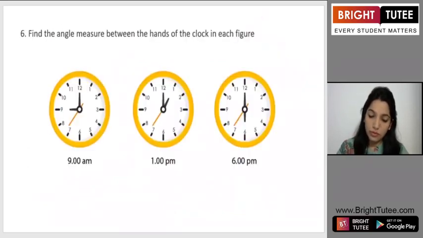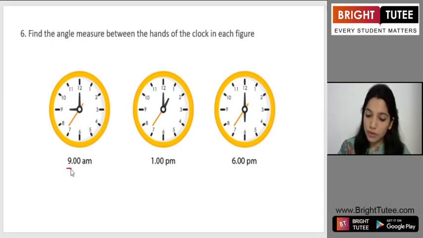Okay, now moving to the next slide. Here, this is the last question of this lesson. So let's do this quickly. It says find the angle measure between the hands of the clock in each of the figures. So we are going to tell them what is the measure of the angles. The first thing we can discuss here is that we are just going to see the angle that is made by the hour hand, the smaller one, and the minute hand, that is the longer one. Please ignore the second hand. We are not going to consider that one.